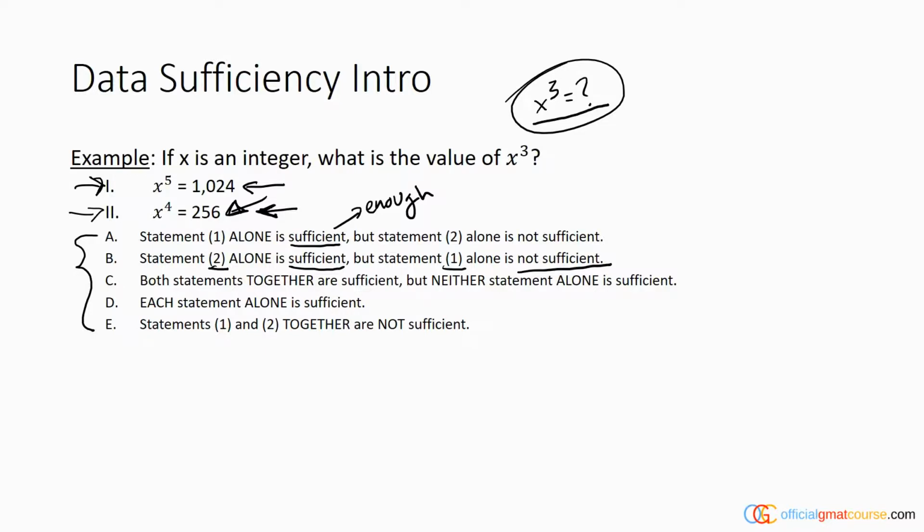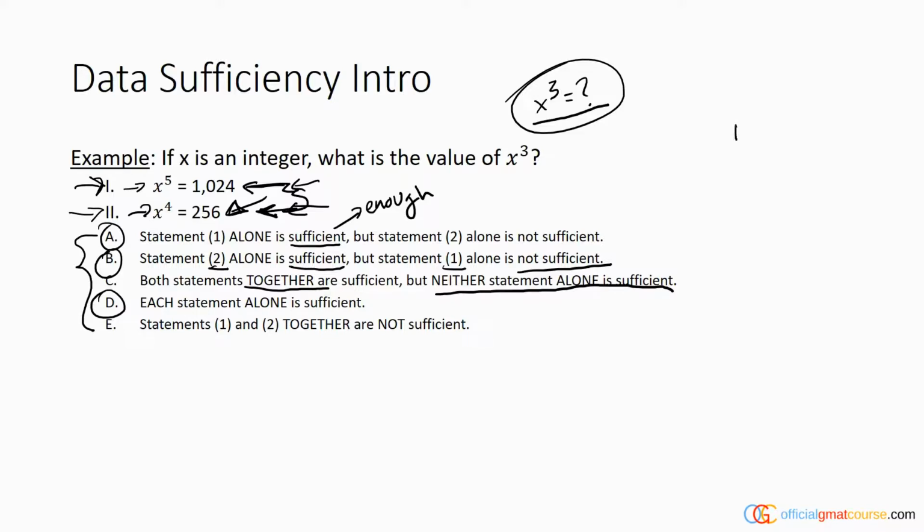Answer choice C says both statements together are sufficient. So that means combining both pieces of information, using them together as almost like a double hint, is enough information to solve the question, but neither of them alone is sufficient. If either of these alone gave you enough info on their own, we would be answering A or B or D, which we're going to cover now. D says each of them on their own were sufficient. So if statement 1 gives you enough info and statement 2 gives you enough info, then answer choice D is the answer that you would want.